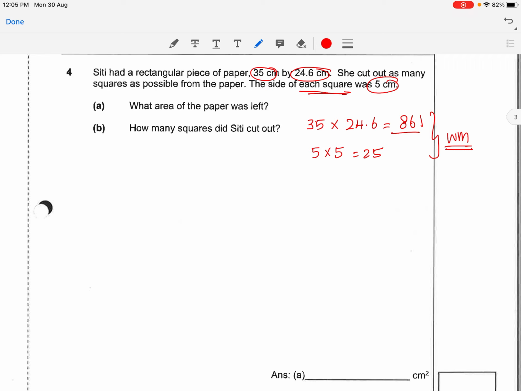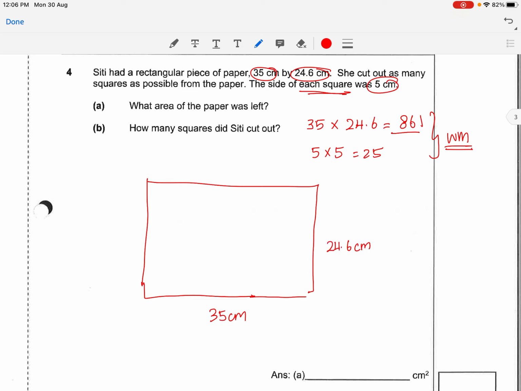What area of the paper was left? So what you need to do is maybe you draw it out as a visual. So usually you draw it out to represent what, to make sense of the question. So each side of the square was 5 cm. Maybe I'll draw this to be longer. This will be 35 cm by 24.6 cm.